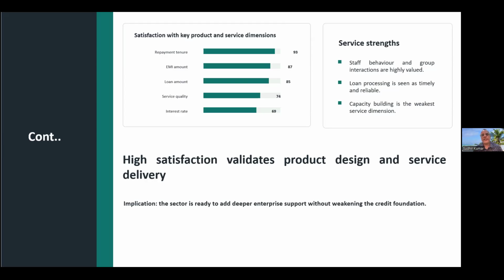For loan processing, they give incredible weightage to loan processing, its time and reliability. But the weakest link in the whole process, and clients have actually ranked this, in a graph I have not shown here, is capacity building, which they ranked lowest among the microfinance services. So that remains one of the challenges. Capacity building still remains one of the weakest services given by the microfinance industry.